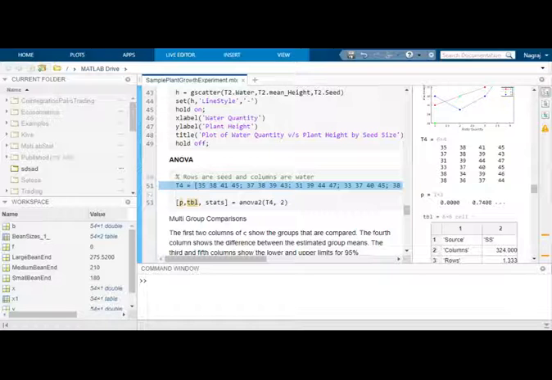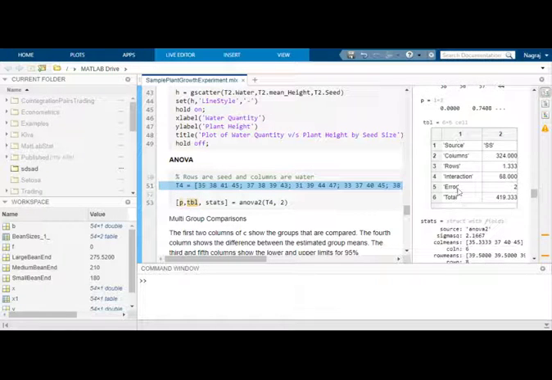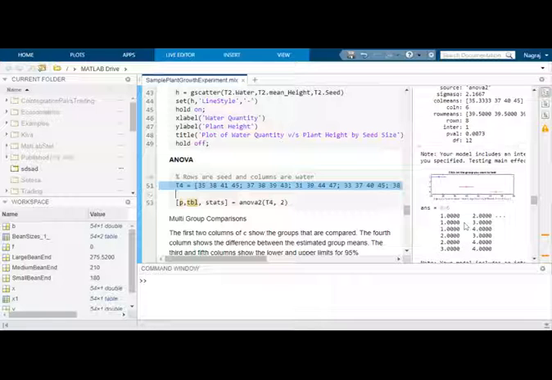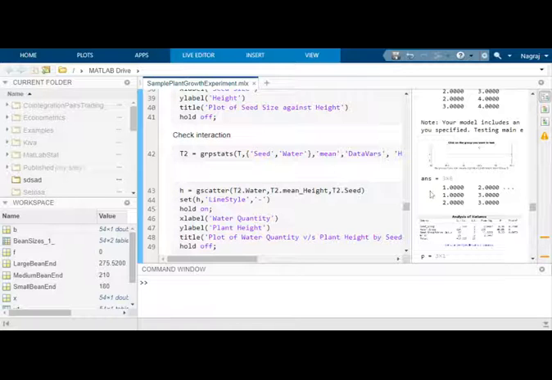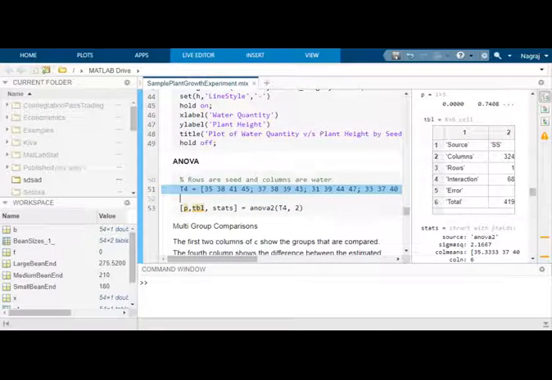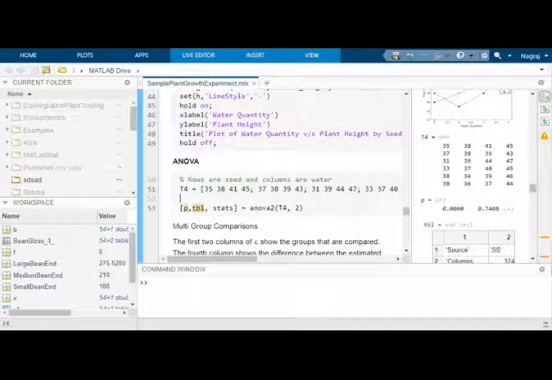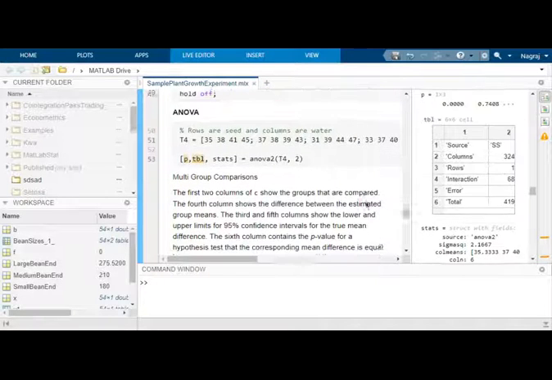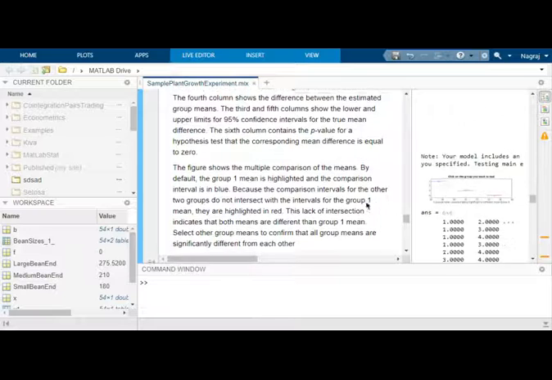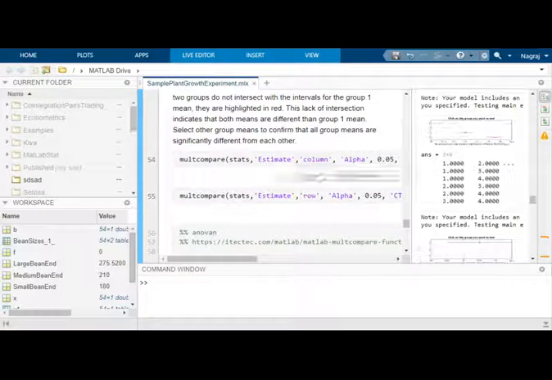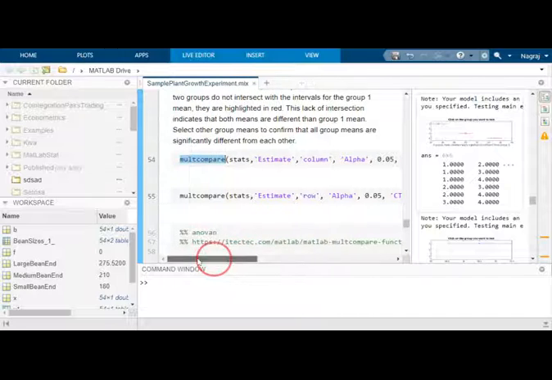Next, I did my ANOVA. ANOVA is a bit more complicated in Matlab, but all it's doing is comparing two values to see if they are statistically significant. For example, if water quantity of 1 is different from water quantity of 4, it tells you to a certain percentile, for example, the 95th percentile, that it is different from this value. So all I've done was that. And then all this does is tell which values are different from each other.